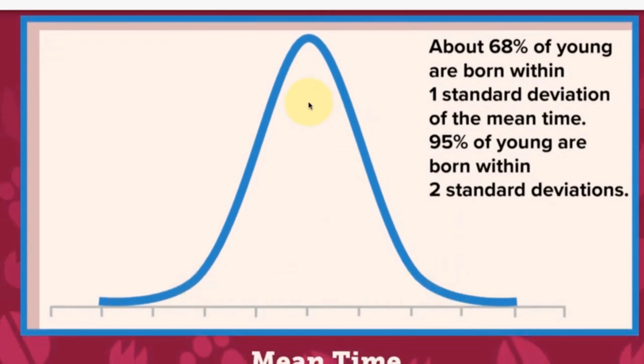This is a normal curve. It looks like a bell, kind of. I don't know, that's what they call it. About 68% of young are born within 1 standard deviation of the mean time, and 95% of the young are born within 2 standard deviations of the time, right? And the baby could come in the middle here, and the mean just being the average. So a baby can come late or a baby can come early. You know, most of my babies were born early.